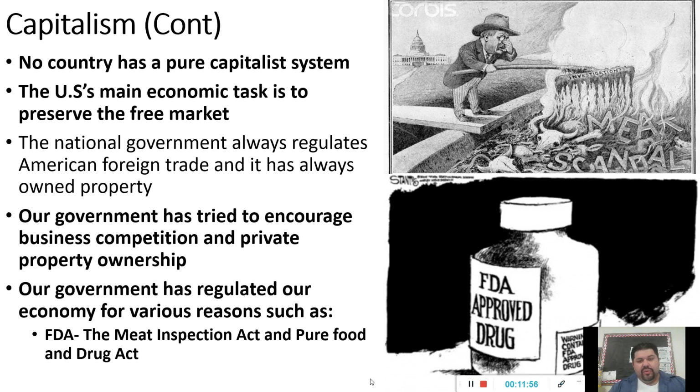Now, luckily for you, questions 8 and 9 tell you that the answer is not on the slide. The answer is not on the slide, so you're going to have to listen. But again, luckily for you, you can always go back and hear it again. Okay. The question says, how has government encouraged business competition and private property ownership? Well, the government has encouraged business competition by allowing more businesses to form.